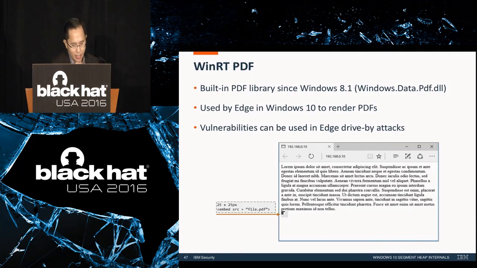So in the illustration, a 25 by 25 pixel sized embed element references a PDF file, which WinRT PDF would then render. If the PDF exploits a remote code execution vulnerability, then an attacker may take control of the Edge content process.